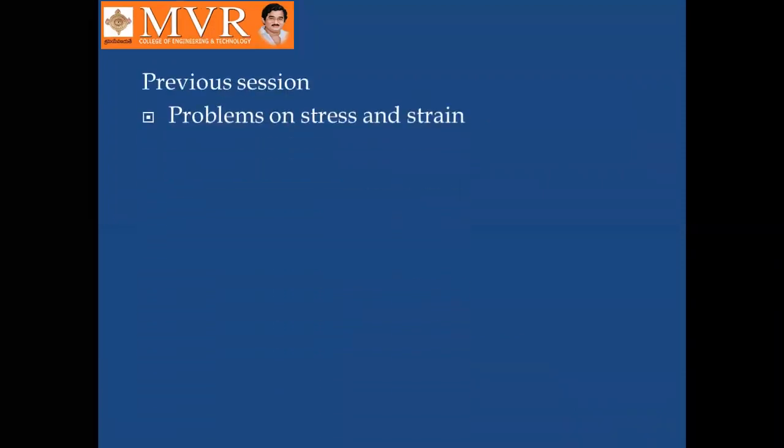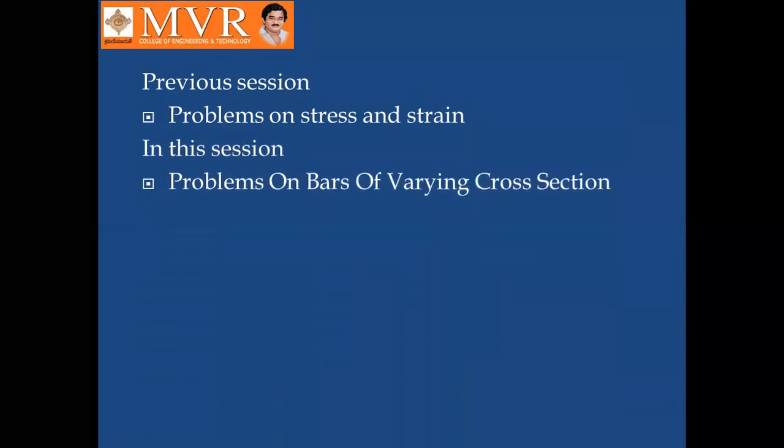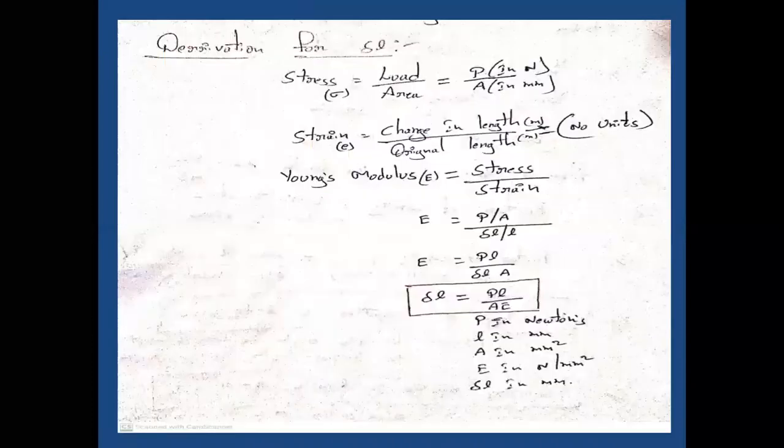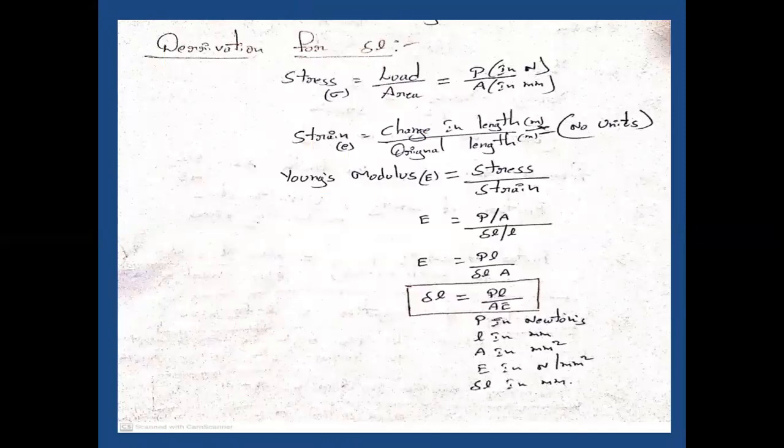In the previous session, we discussed some basic problems on stress and strain. In this session, we are going to discuss the analysis of bars of varying cross sections, and along with the concept, we are going to discuss some problems here. This is some basic derivation for the change in length that occurs in bars which have some load acting upon them.